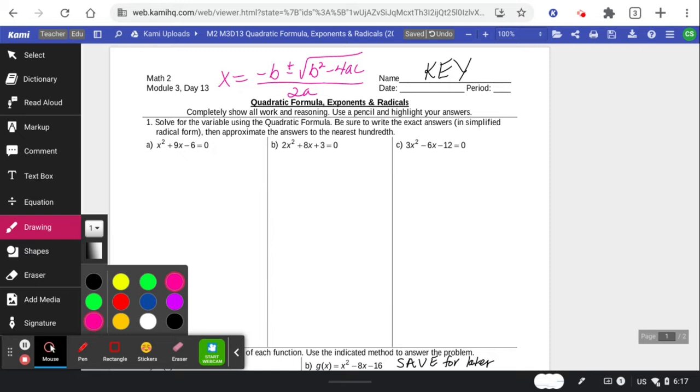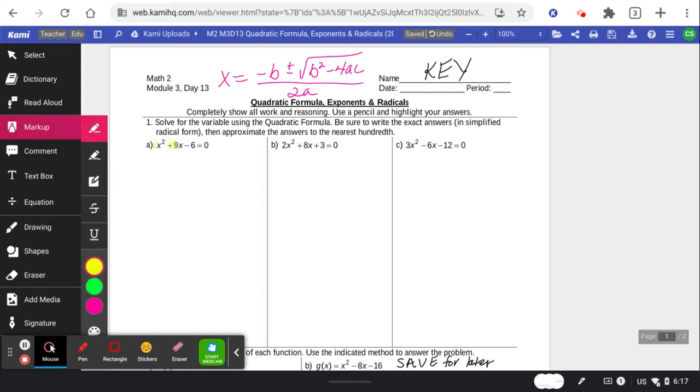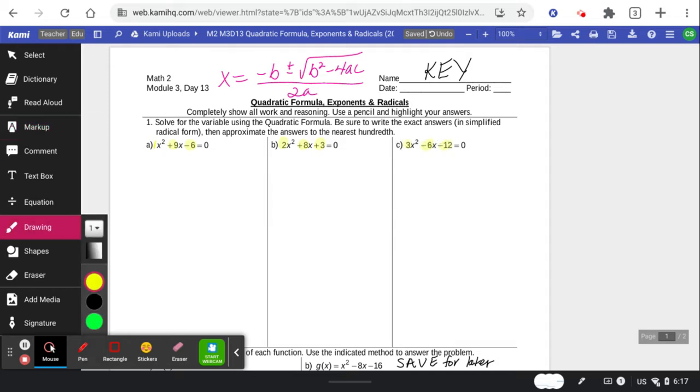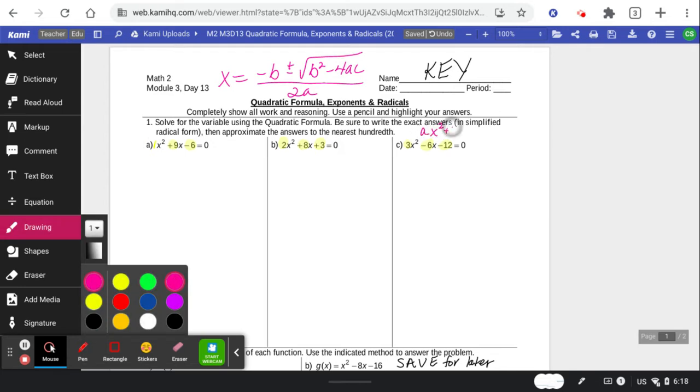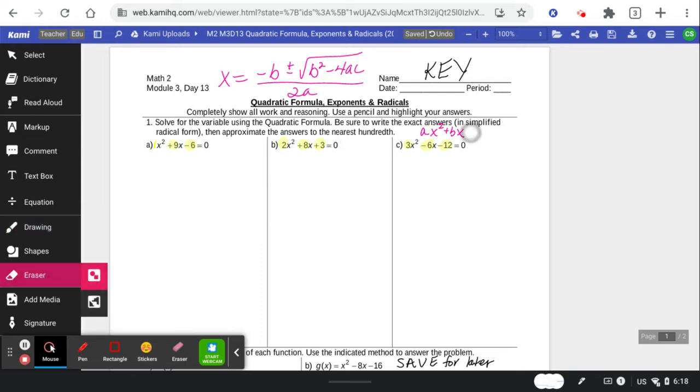Here we go. We've got to get a, b, and c. A is the number in front, an invisible 1. B is this number in front, and C is this number at the end. And what do I mean by A, B, and C? That comes from the standard form of the quadratic, ax squared plus bx plus c. You see that the a is the number in front of the x squared, the b is in front of the x, and the c is at the end.